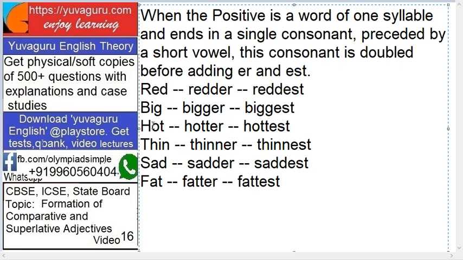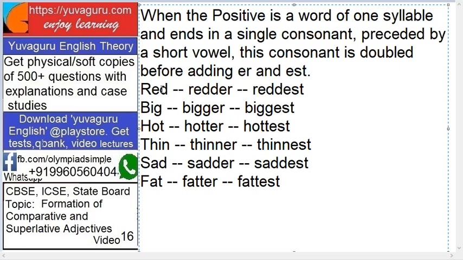So T O N I, right? D A T A. See this. Every one is preceded by a vowel and ends with a consonant. So what do we do? This consonant is doubled. Doubled means D is doubled, G is doubled, T is doubled, N is doubled. Similarly D and T in this. Before adding ER and EST.